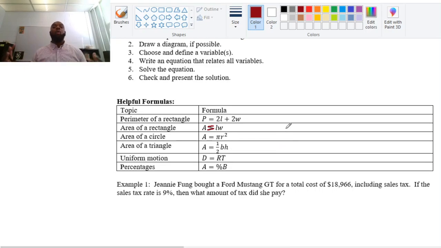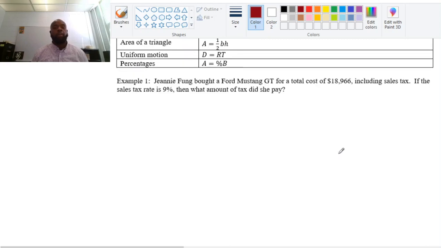Now, there are a wealth of application problems that we can look at. I'm just going to look at a few examples to get your head rolling around, setting up and solving word problems. Let's jump into the first example here. It says Jeannie Thong bought a Ford Mustang GT for a total cost of $18,966, including sales tax. If the sales tax rate is 9%, then what amount of tax did she pay?